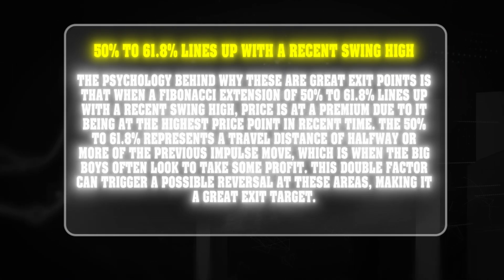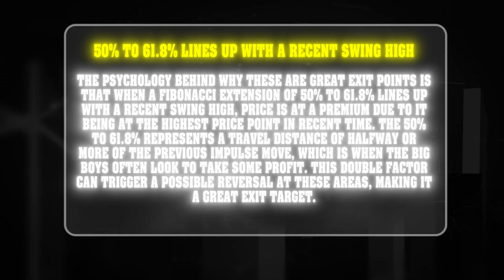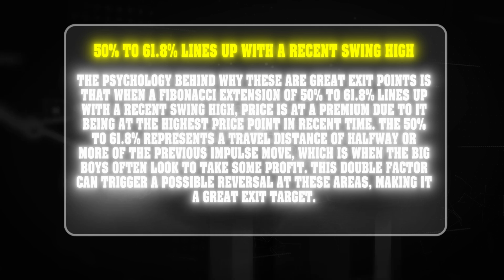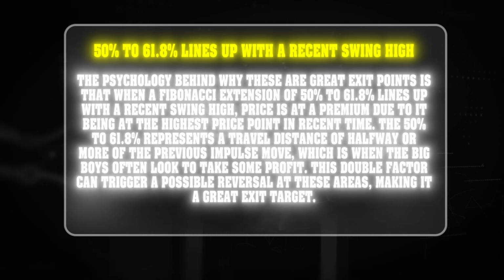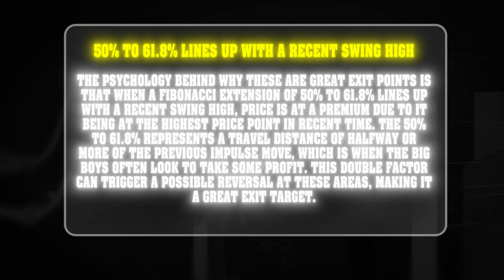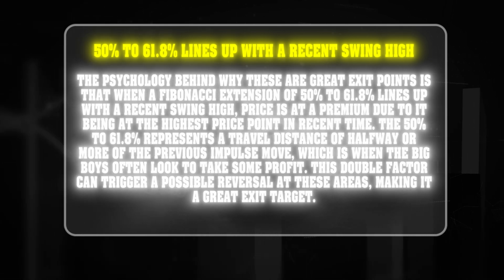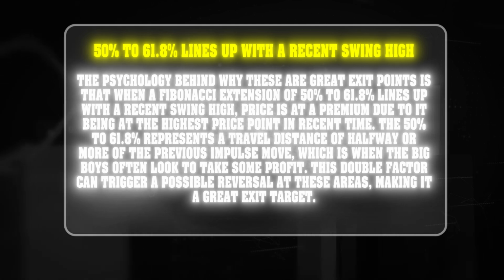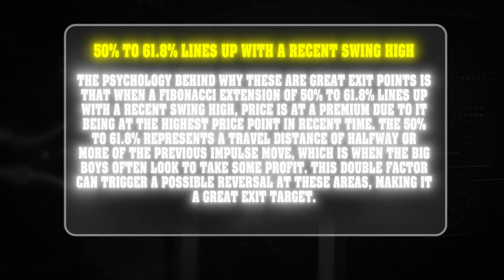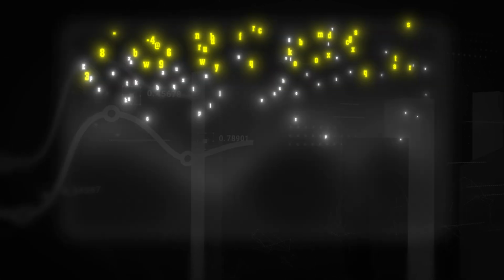The psychology behind why these are great exit points is that when a Fibonacci extension of 50% to 61.8% lines up with a recent swing high, price is at a premium due to it being at the highest price point in recent time. The 50% to 61.8% represents a travel distance of halfway or more of the previous impulse move, which is when the big boys often look to take some profit. This double factor can trigger a possible reversal at these areas, making it a great exit target.